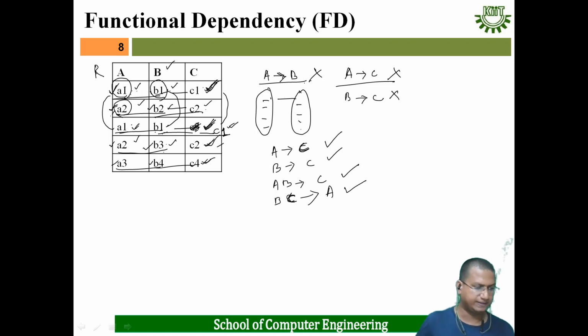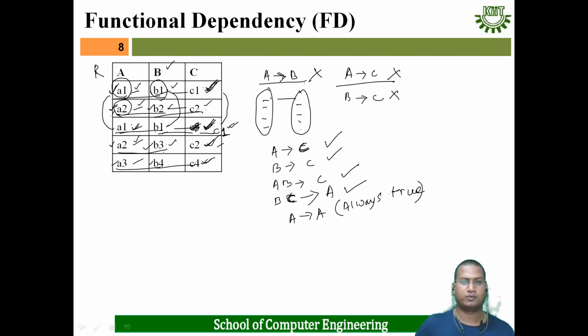Similarly, now we will see A determining A. Is it a functional dependency? A1 is determining A1, A2 is determining A2, A1 is determining A1, A2 is determining A2, and A3 is determining A3. That means this is always true. Such kinds of functional dependency are always true: the same attribute determining the same attribute. Another is, suppose, AB determining A. This is also always true.